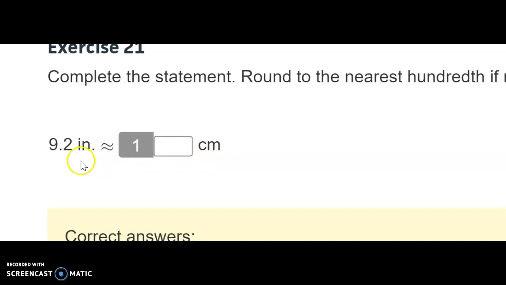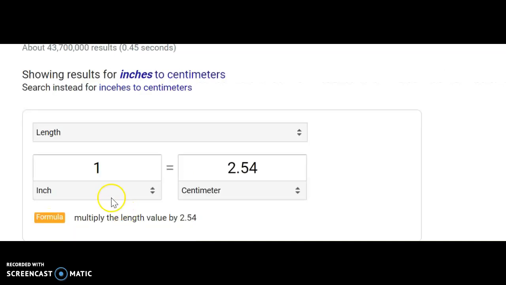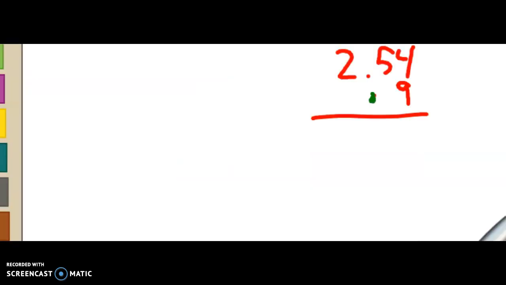So the first thing we have to know is how many centimeters are in an inch. So we're going to look at our formula. Remember, there's always going to be a formula. And we learned that every inch is going to be 2.54 centimeters. This is why they have that thing that doesn't look exactly like an equal sign, because when we do this, we're going to round and it's not going to come out exactly. Okay, so in order to solve, we need to multiply 9 inches times 2.54.